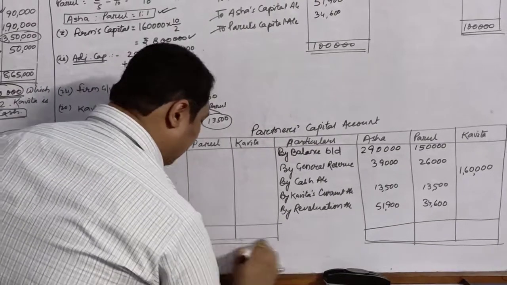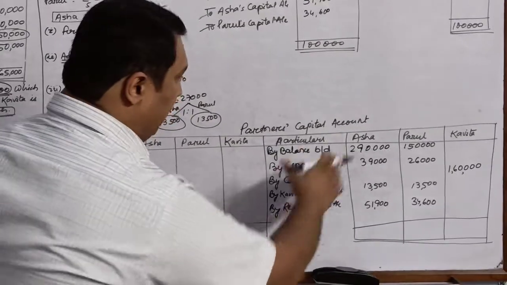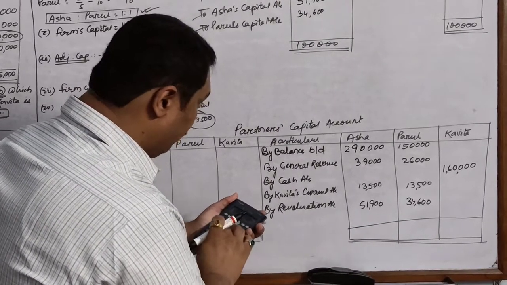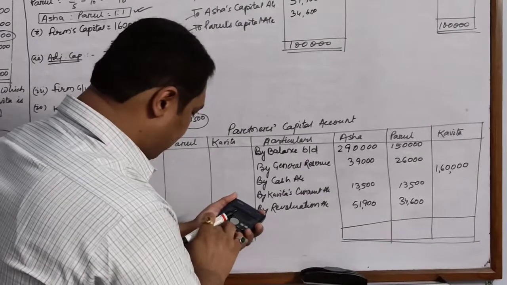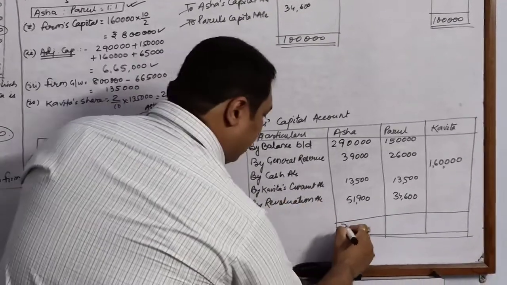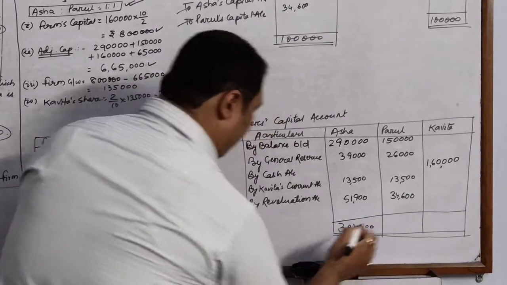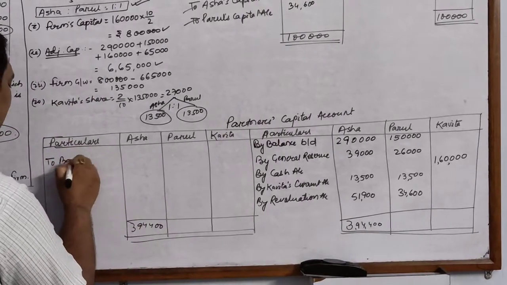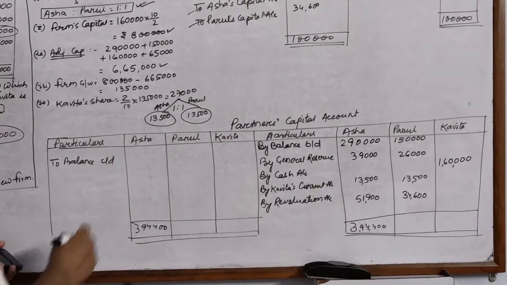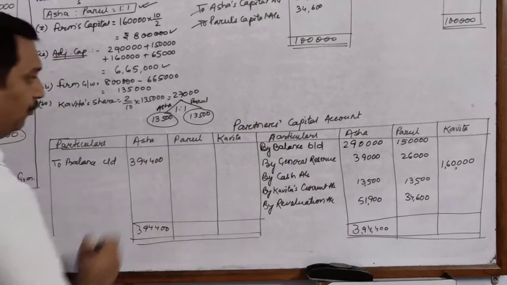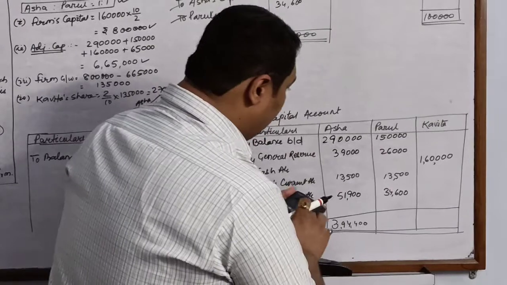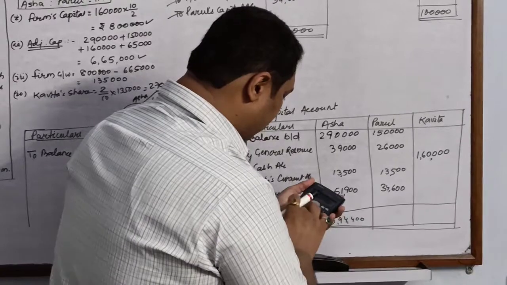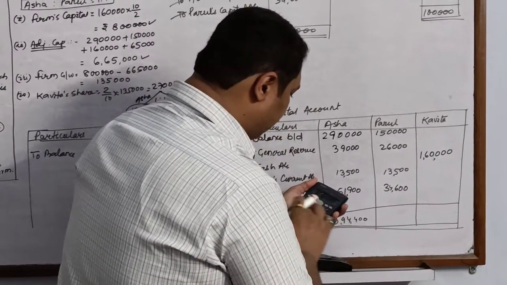figure will be written as, we'll see which side is greater total. Asha's credit side has a greater total: 2,90,000 plus 39,000 plus 13,500 plus 51,900. So it is 3,94,400. The same amount will be written over here, 3,94,400, and the entire amount will be written as the closing balance. Balance c/d 3,94,400.